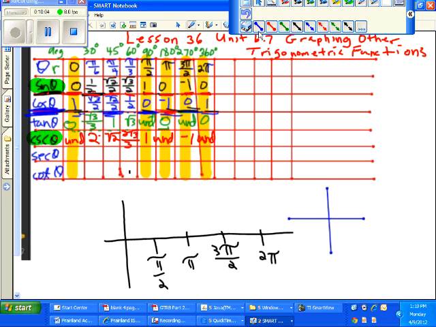Every time we have undefined, what do we have? A vertical asymptote. So there's going to be an asymptote at 0. There's going to be an asymptote at pi. There's going to be an asymptote at 2 pi. Understand that? So everywhere we had an undefined up here, it turned into an asymptote in the graph.